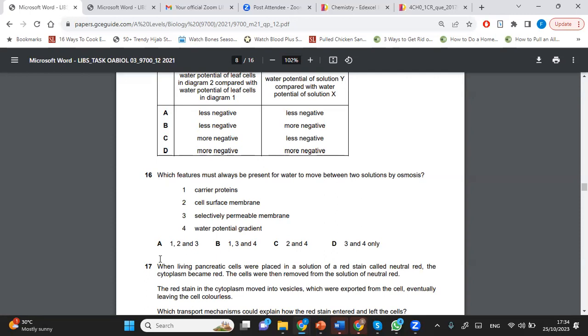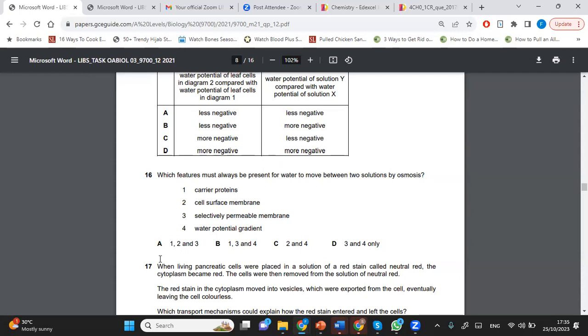So what are the requirements in the definition of osmosis? First requirement is that you are going down the water potential gradient, right? High water potential, low water potential. The second requirement is a selectively permeable membrane. That's it. Nowhere in the definition have we mentioned the concept of carrier proteins. Nowhere in the definition is it written that it occurs across the cell surface membrane. It can occur through any membrane as long as it is selectively permeable. That's what the definition says.